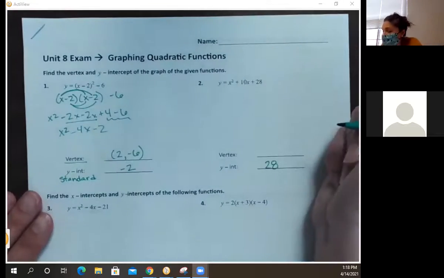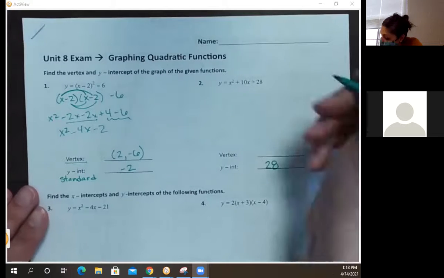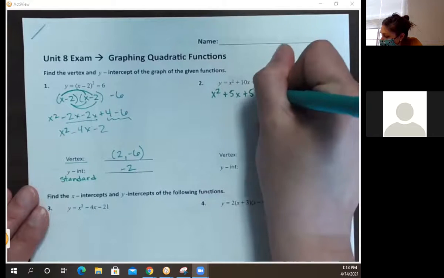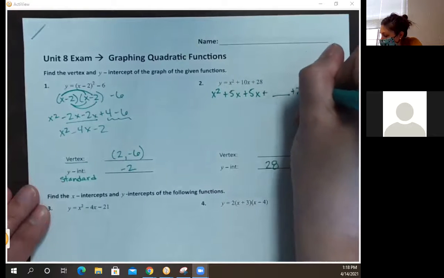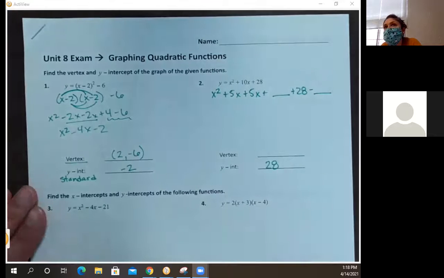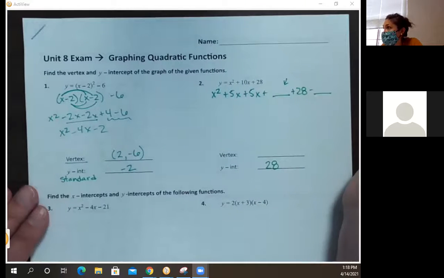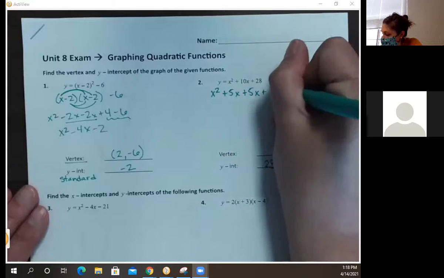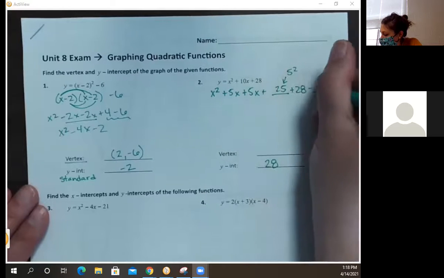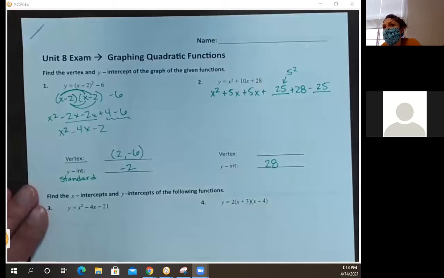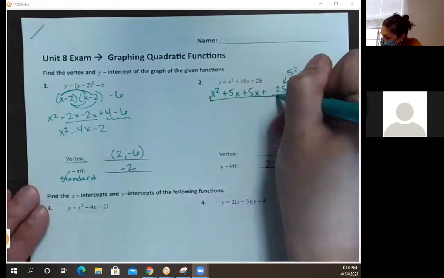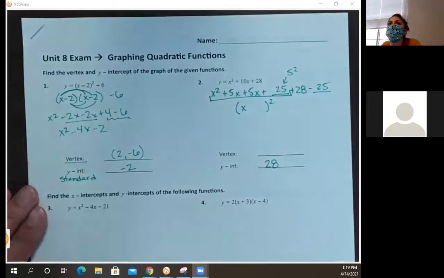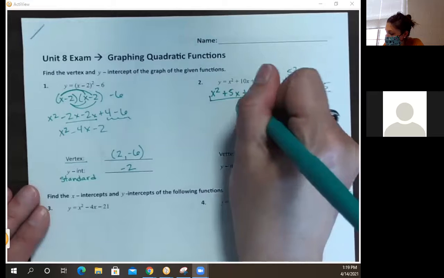So I'm going to take 10x and split it in half. That would give me 5x and 5x. So x squared plus 5x plus 5x plus something plus 28 minus something. And then I fill in the blank with my cut in half number squared. So 5 squared would be 25. Whatever I put here as well. And then the x squared through that first blank is what gives me the x part of vertex.